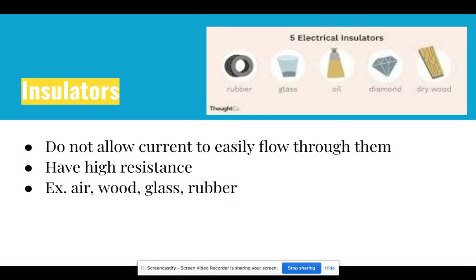That's why in your house you have a wire that you plug into the wall or something. It's got a rubber coating around it. That's to protect you because rubber is not a good conductor, and with the low amounts of electricity flowing through that wire, it does not allow the electricity to easily flow through that rubber casing that's on the outside.